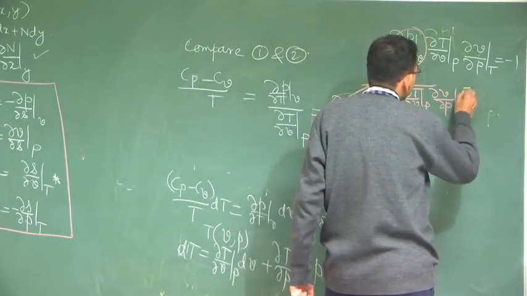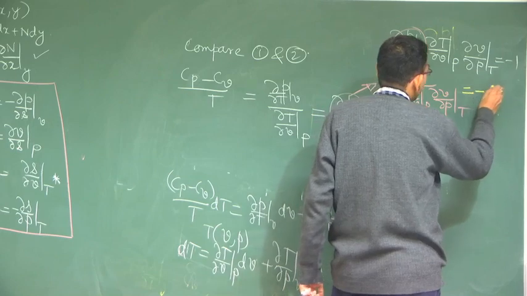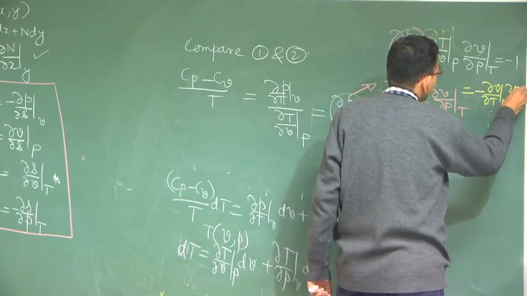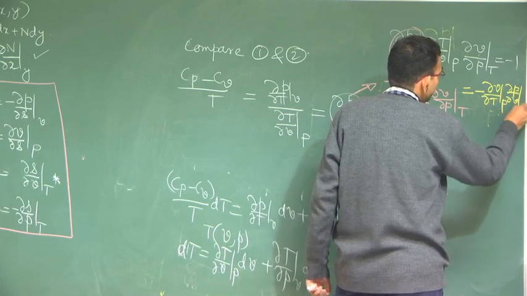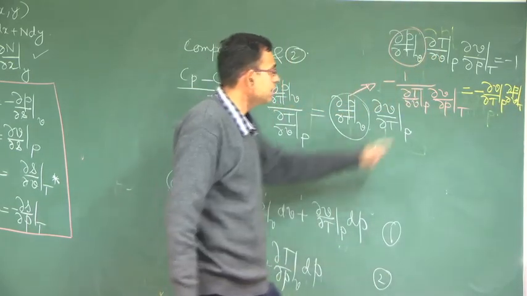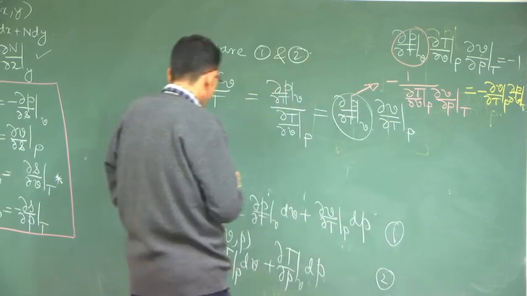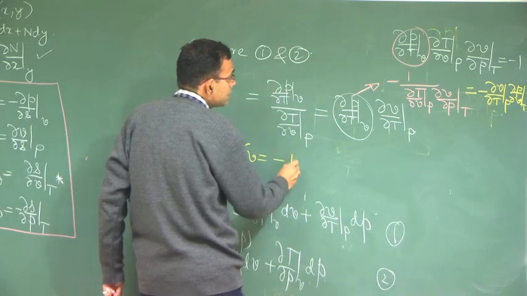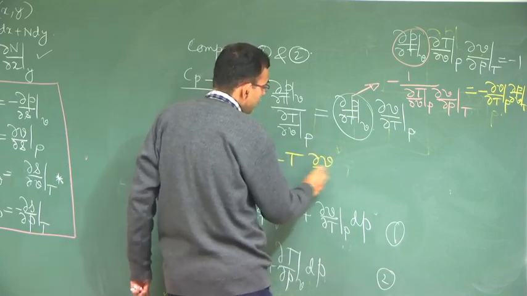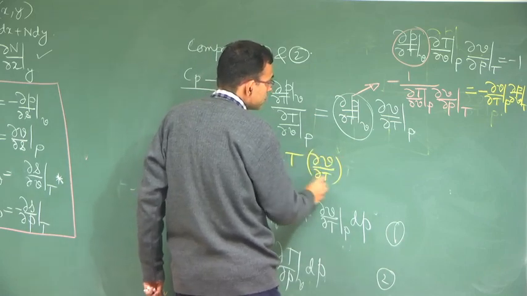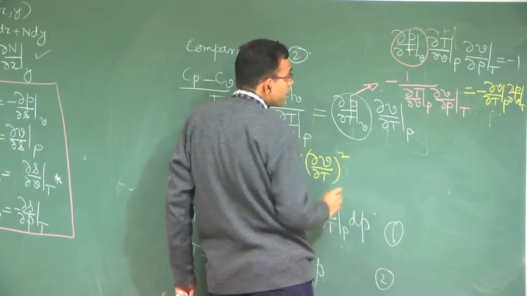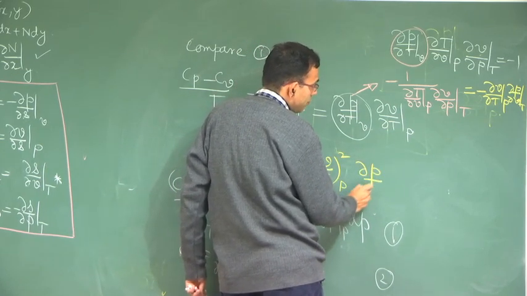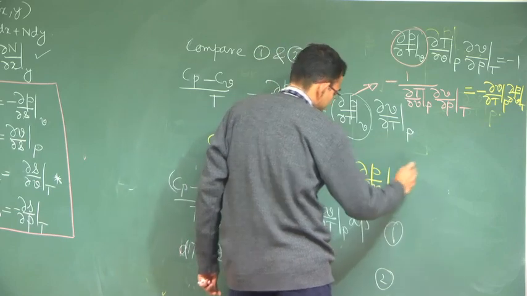And this is nothing but minus del V del T at constant pressure into del P del V at constant temperature, right, just inverse. So, Cp minus Cv, the final expression is minus T (del V del T) whole square, at constant pressure, into del P del V at constant temperature.